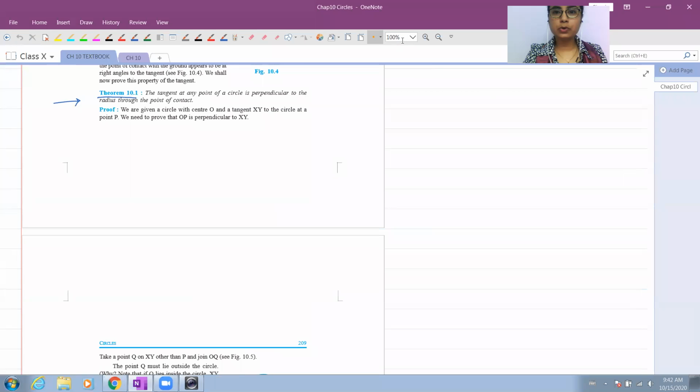It's page 208 in your textbooks. Theorem 10.1. The tangent at any point of a circle is perpendicular to the radius through the point of contact. So if there is a tangent to a circle, the point where it touches the circle is called the point of contact. And you have to prove that if from that point the radius is drawn, the radius will be perpendicular to the tangent. And we have started with the proof.